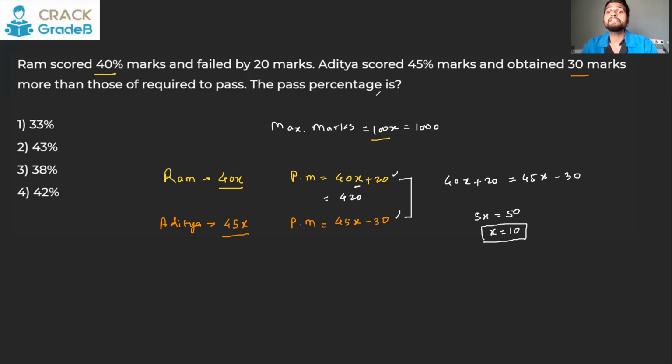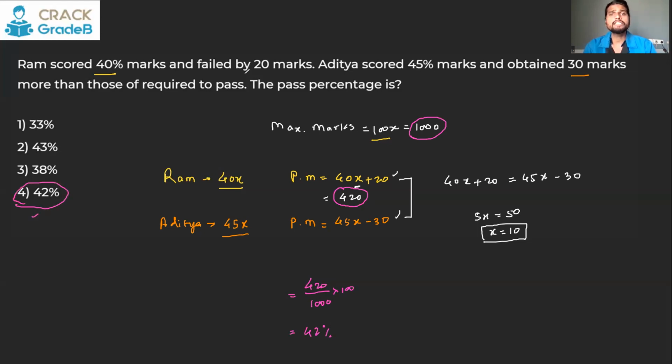They are asking what is the passing percentage. So passing percentage means what? Passing marks are what percent of the total marks. That is what the passing percentage will be. So 420 is what percent of 1000? That means 420 upon 1000 into 100. If you solve this, it is going to be 42%.